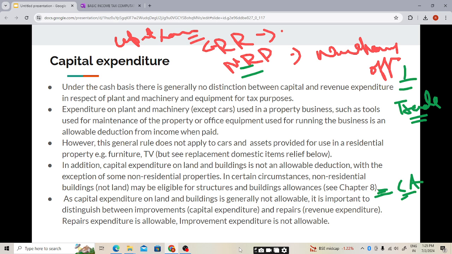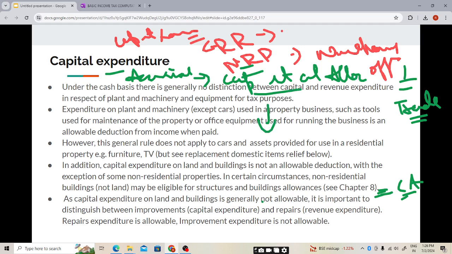So clear with this: capital expenditure on land and building is disallowed. Capital expenditure on plant and machinery is allowed because it will be used for running our property business, small tools, etc. But capital expenditure is disallowed under the cash basis. Cash basis disallowed, but under the accrual basis you can claim capital allowances. So what does capital allowance mean?